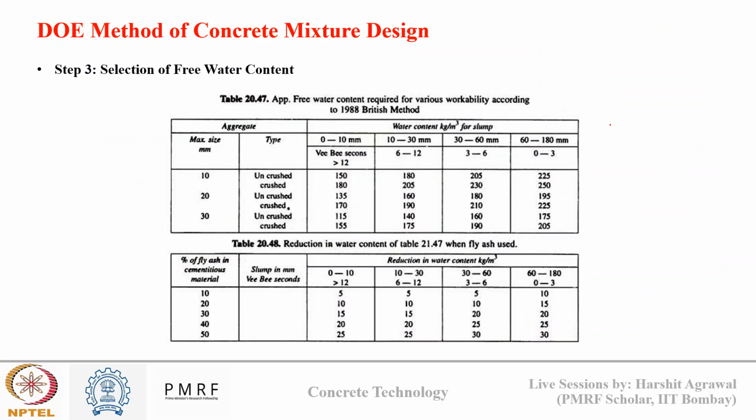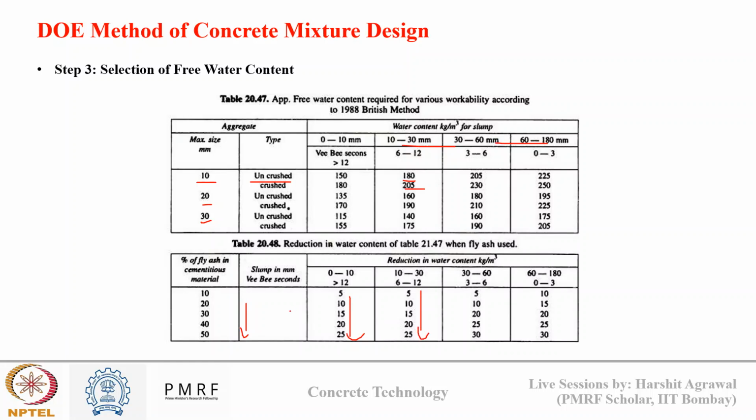Now, the next step is determining the free water content. So for this, we have two tables in the DOE British standard. In the first table, based on the maximum aggregate size, the type of aggregate and the known slump requirement, we get the free water content. Okay, so you can see for different aggregate size, aggregate type and different slump requirement, we have free water content mentioned. And in the second table, we have reduction factors mentioned for free water content when fly ash is used. And now why are we reducing water? With increasing fly ash content, you can see the reduction in water is increasing.